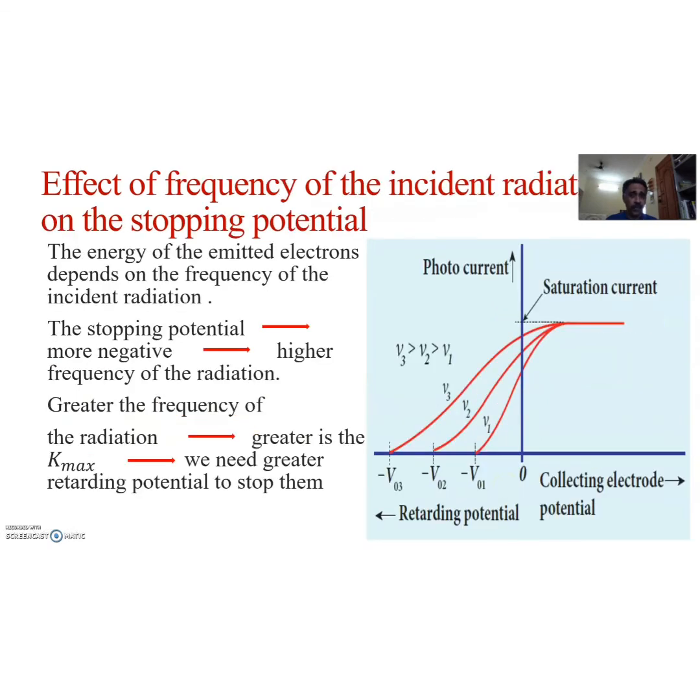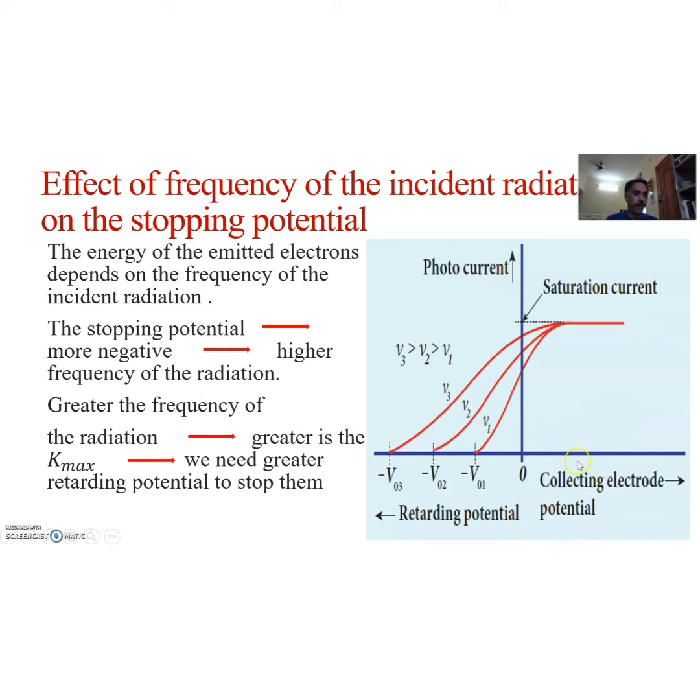Second, the effect of the frequency of the incident radiation on the stopping potential. How the frequency is related to the stopping potential is what we are going to discuss now. The energy of the emitted electrons depends on the frequency of the incident radiation. This was clearly evident from this graph.